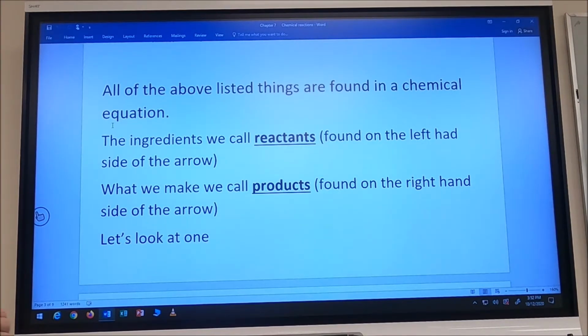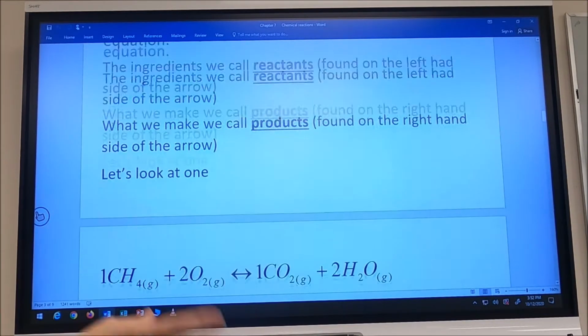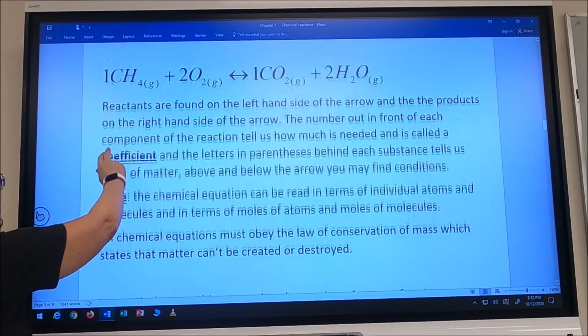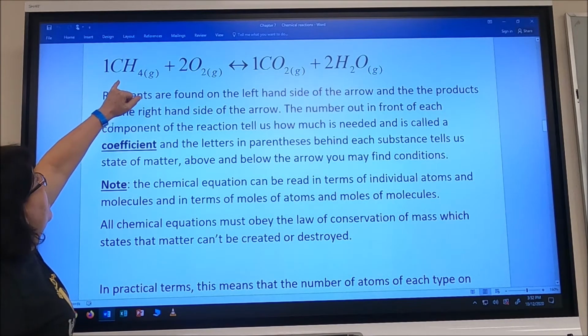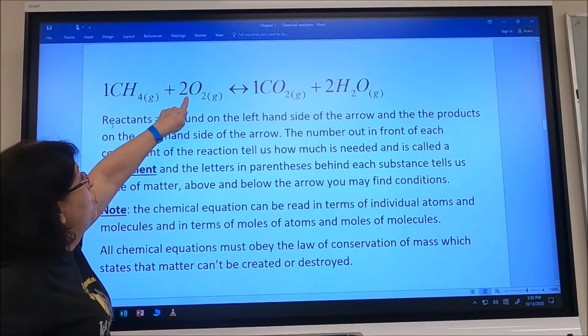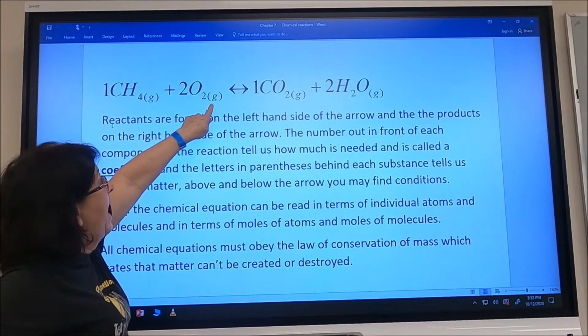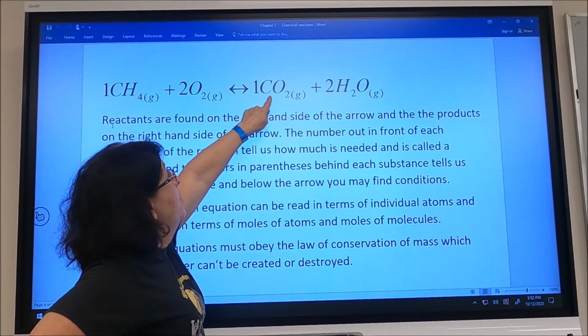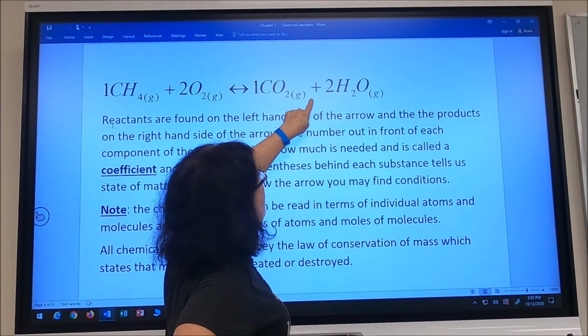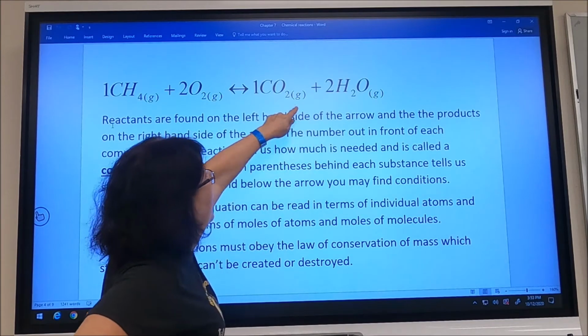Now, the ingredients we're going to call reactants, and they're going to be on the left-hand side of an arrow or a set of arrows. The products, what we're going to make, are going to be found on the right-hand side. So let's look at this chemical equation. This says I'm going to take one molecule of CH4 in the gas phase and react it with 2 molecules of oxygen in the gas phase to create 1 molecule of CO2 gas and 2 molecules of water in the gas phase.